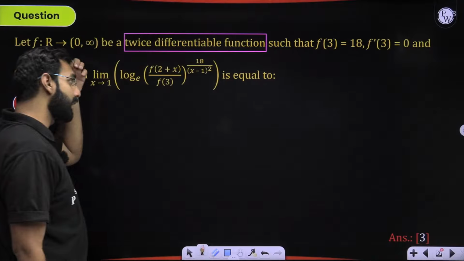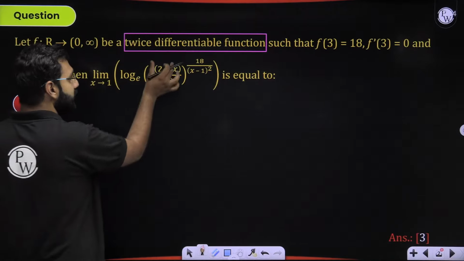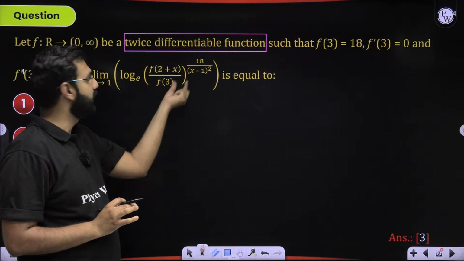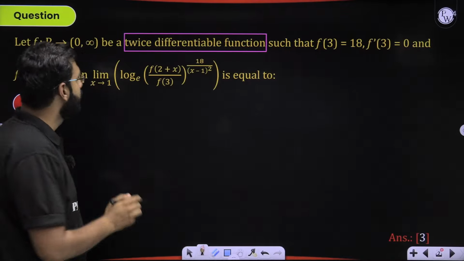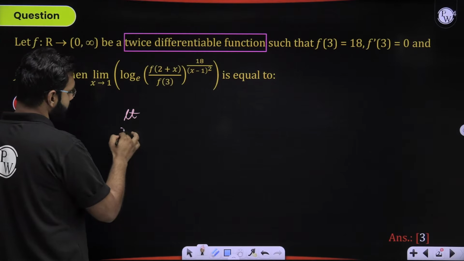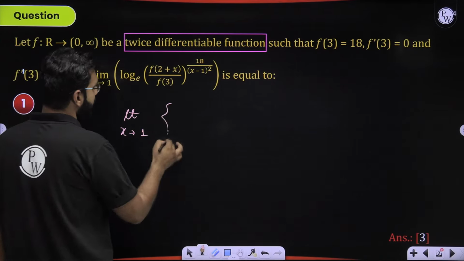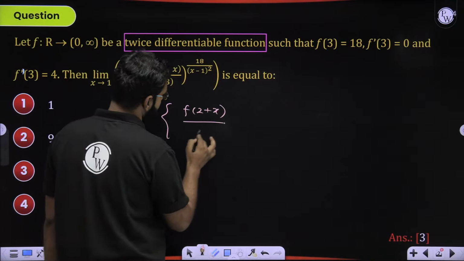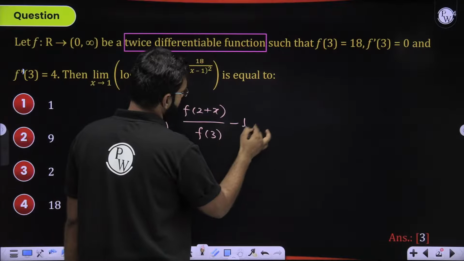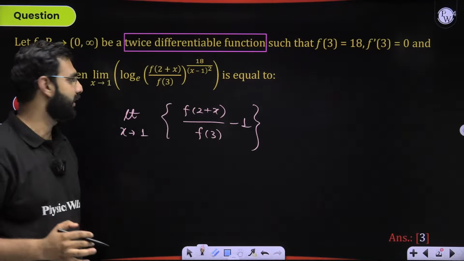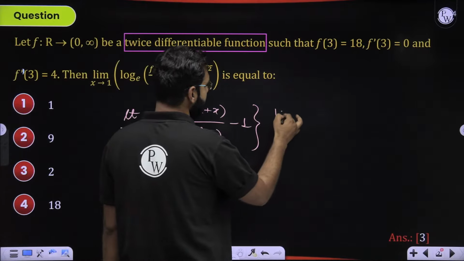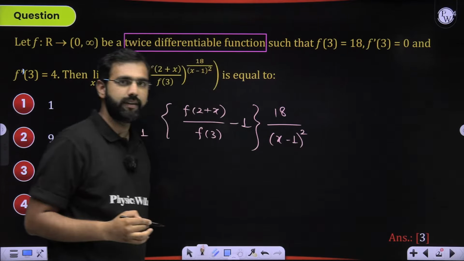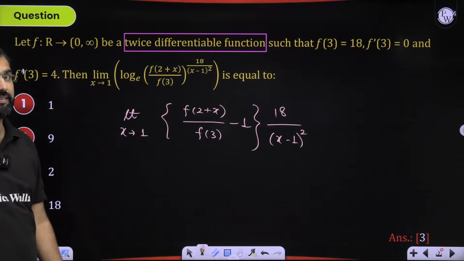So here, this is your f of x, this is g of x. So what will I do? I'll do f of x minus 1 times g of x. Did you get that? So with that, I have limit x approaching 1, and then f of x minus 1, so this is f of 2 plus x divided by f of 3 minus 1, whole times g of x. What is g of x? That is given by 18 divided by x minus 1 whole square. That's good. Okay, Sankesh Shar is already writing his answer.